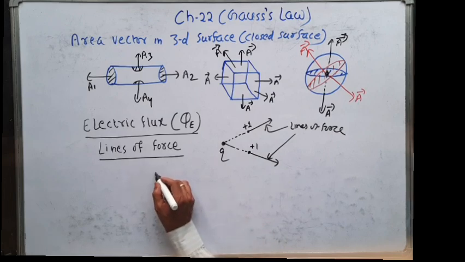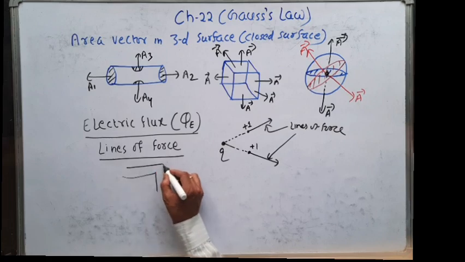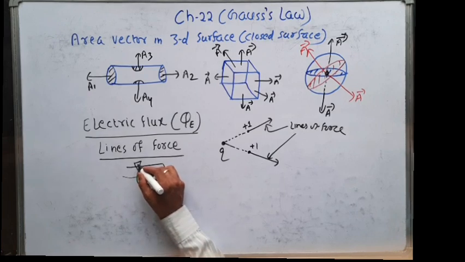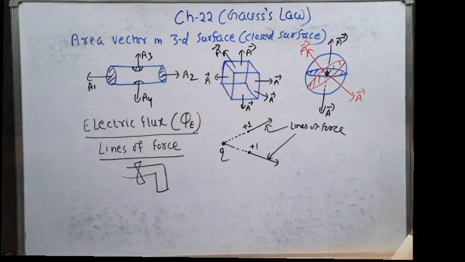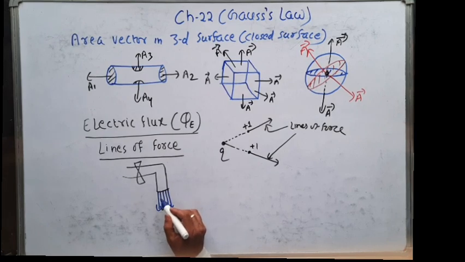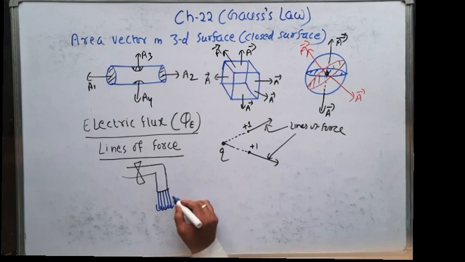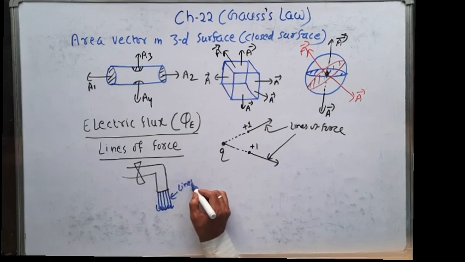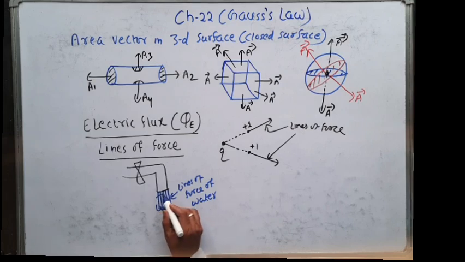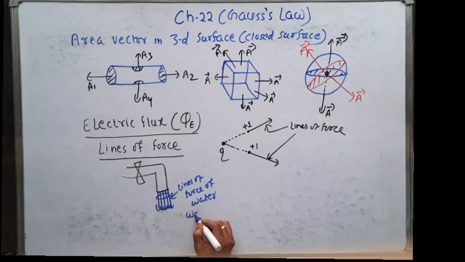Just imagine, suppose you take a water pipe. So this is the water, and let us say this is the valve. If you open the valve, what will happen? Water will come out from the surface of this tap. So each line of water is called a line of force of water. And the set of lines of force of water passing normally is called water flux.